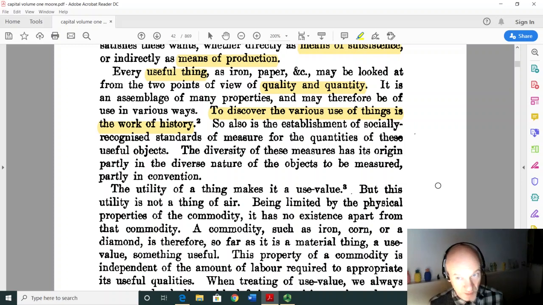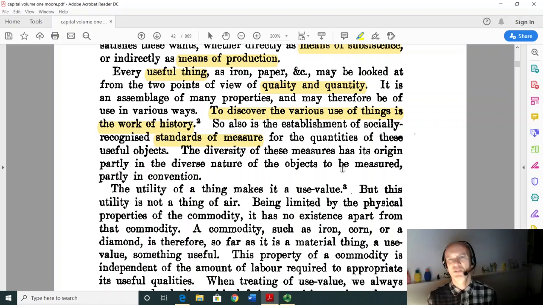So also is the establishment of socially recognized standards of measure for the quantities of these useful objects. So we have here basically the statement that every society establishes what are useful things after it has already established what are the wants. So what wants do we need to address in society? What are the things with which we can address them? And how can we measure the quantities of these objects?